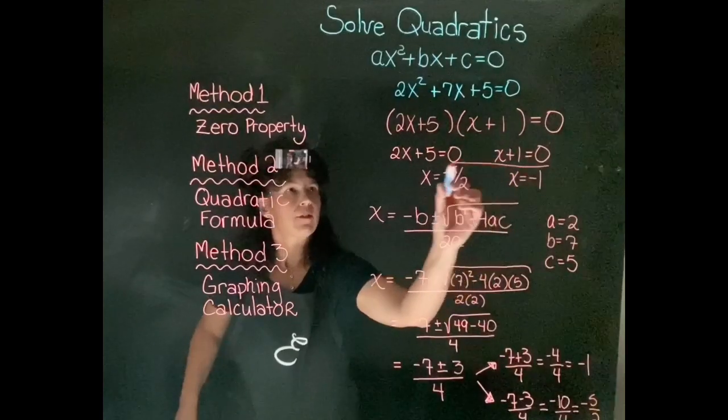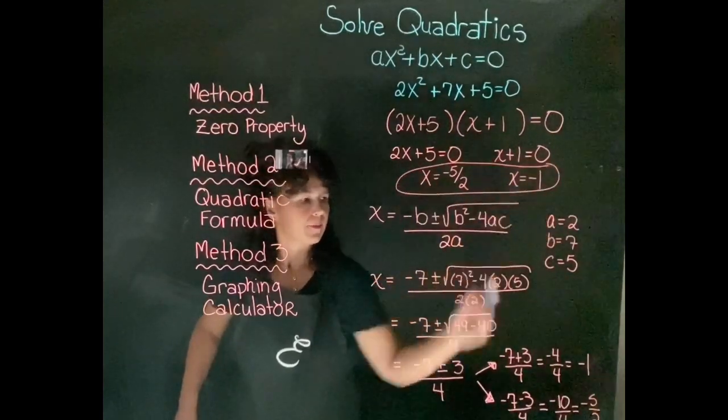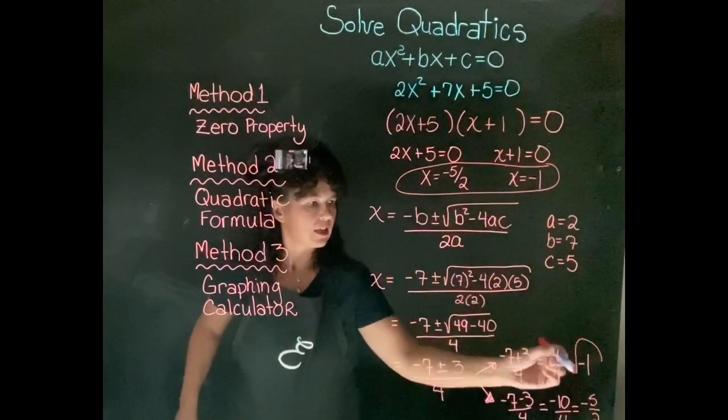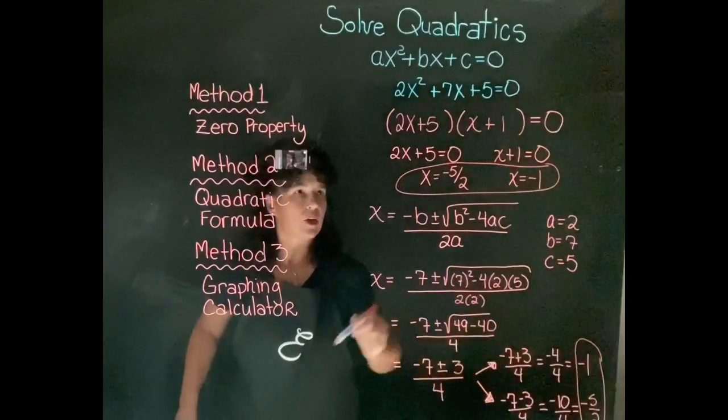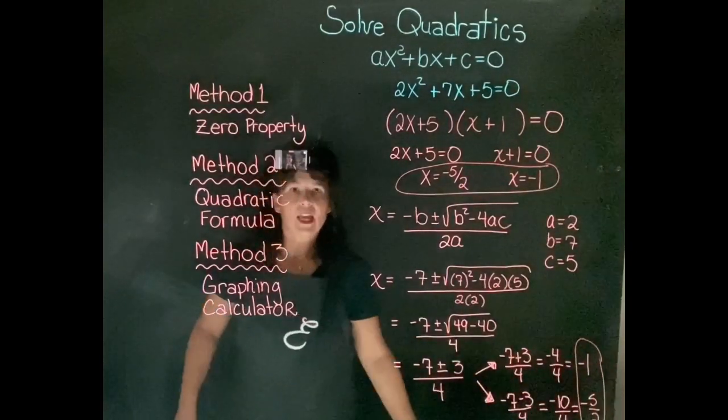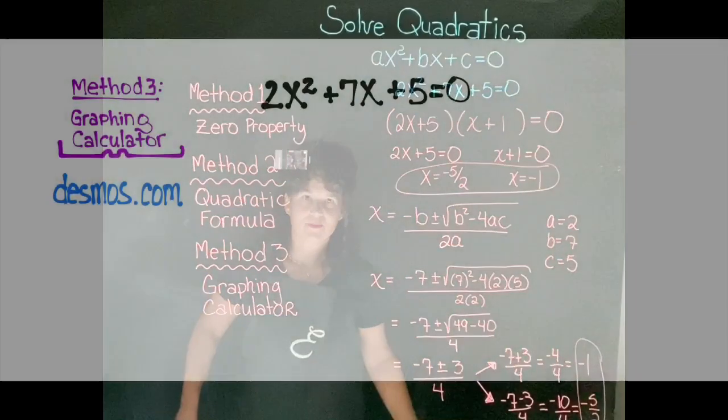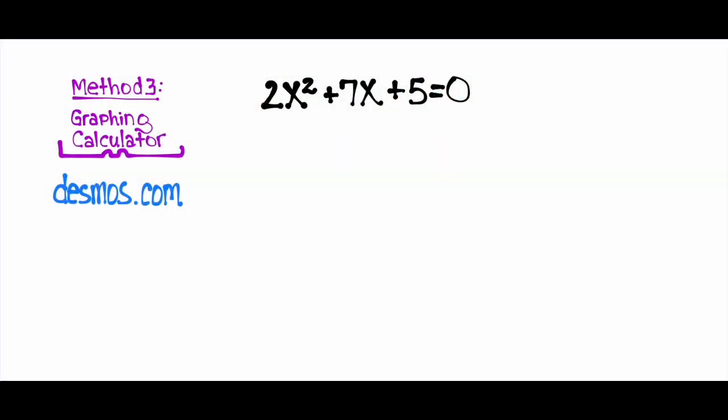Notice when factoring and when using the quadratic formula, we ended up getting the same answers. Now we're going to use method 3, graphing calculator, to solve 2x squared plus 7x plus 5 equals 0.